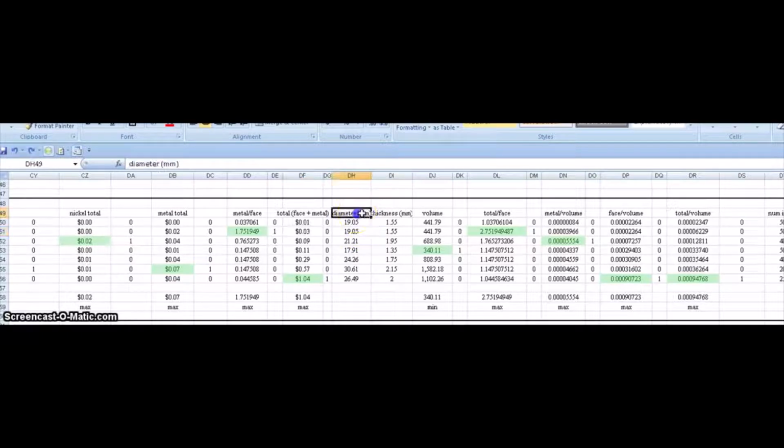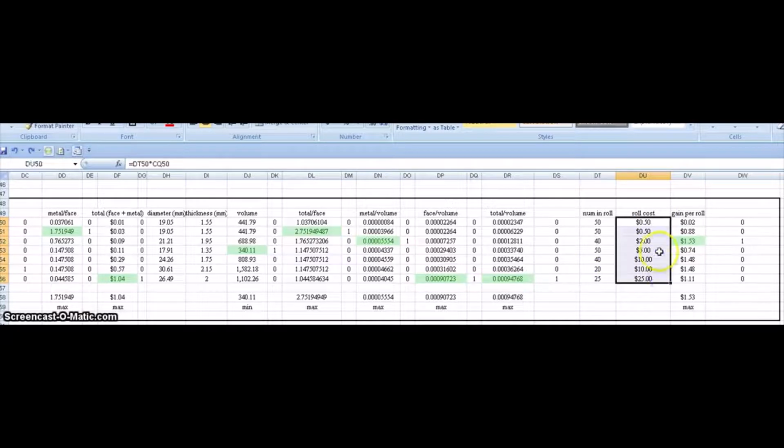And I look at diameter, thickness, and get a volume. Then I take total to face, metal to volume, face to volume, total to volume. Now I do some other things. I look at the number of coins in a roll. If you go to a bank and ask for a roll of pennies, in one roll they'll have 50 pennies. If you do the same thing with dollar coins, you're going to get 25 in a roll.